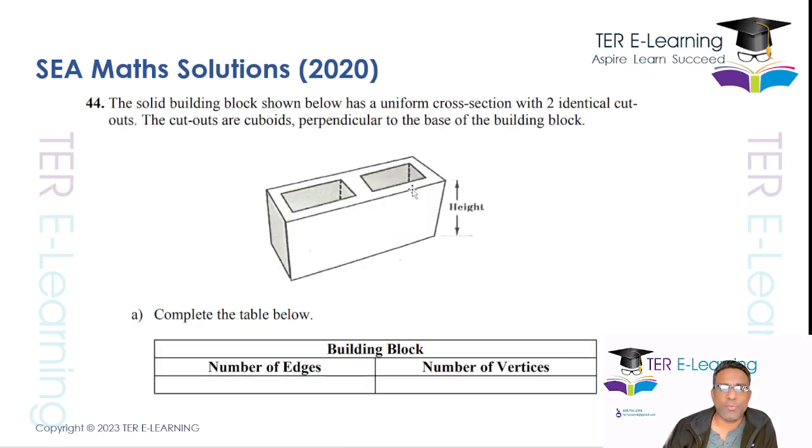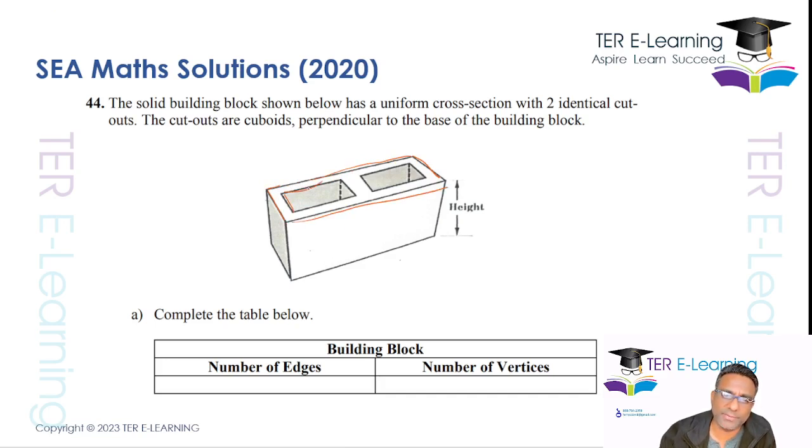Question 44. We have a solid building block shown, has uniform cross-section, 2 identical cutouts, and so on. They want to know how many edges and how many vertices. So edges, if you start counting from the top here, we have 1, we have 2, we have 3 here, we have 4 here.